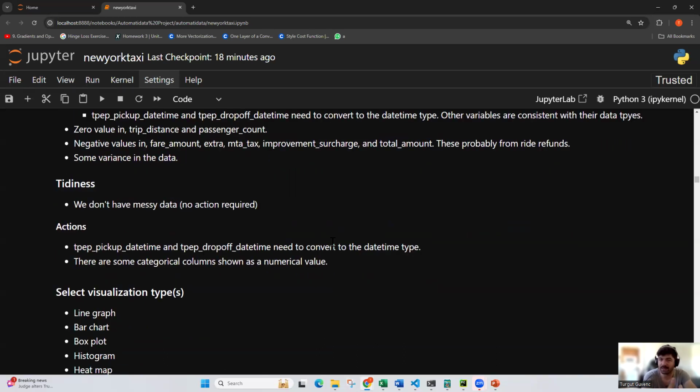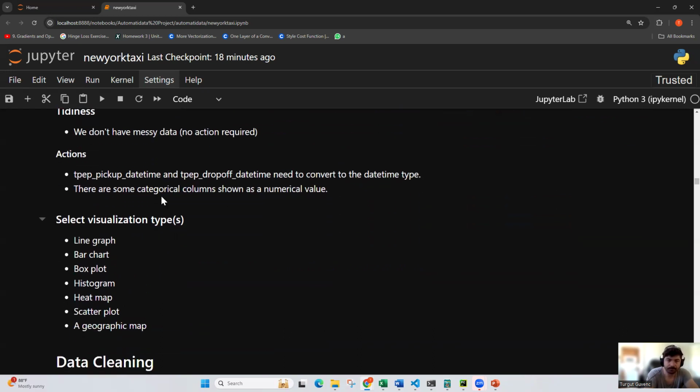And then you can look at the tidiness. What is tidiness? It is whether your data is messy or not. For example, let's say one column contains 2 different variables. This means that the data set is messy. So you have to separate those columns and create their own columns. So this is our actions. I always write my actions, what I'm going to do.